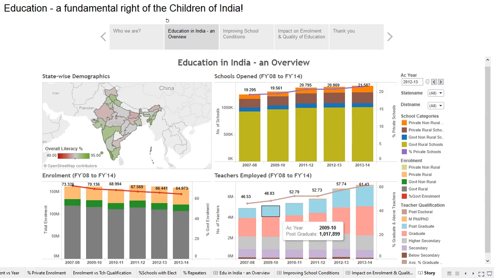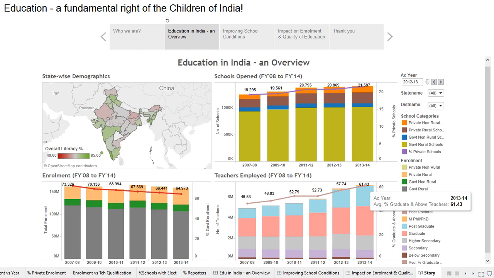Now, trying to understand the trend on top. This particular point shows us that 46.53% of our teachers were graduate and above in 2007 and 8. This has significantly increased to 61.43% in 13-14, again emphasizing the fact that we are hiring teachers who are now qualified, who are graduate and above. If the teacher's qualification improves, there's a direct correlation in that the teachers are imparting better knowledge and hence the literacy rate of the country will improve.